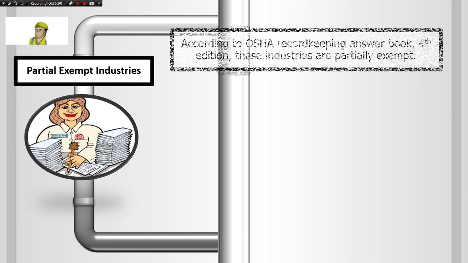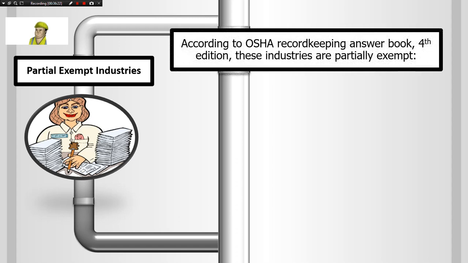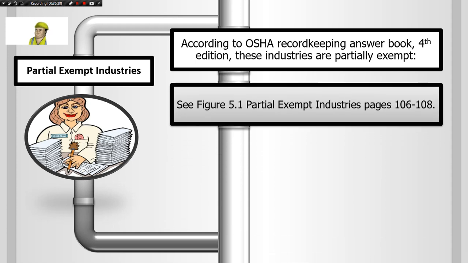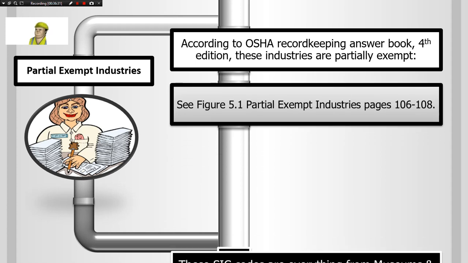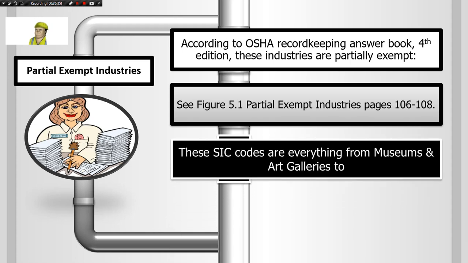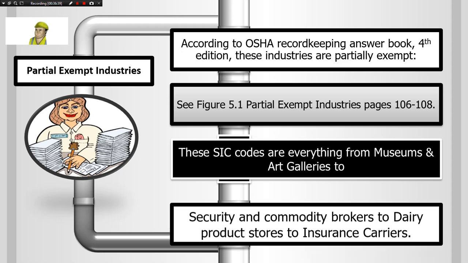According to the OSHA Record Keeping Answer Book, 4th edition, these industries are partially exempt. See Figure 5.1, partially exempt industries, pages 106-108. These SIC codes are everything from museums and art galleries to security and commodity brokers to dairy product stores to insurance carriers.